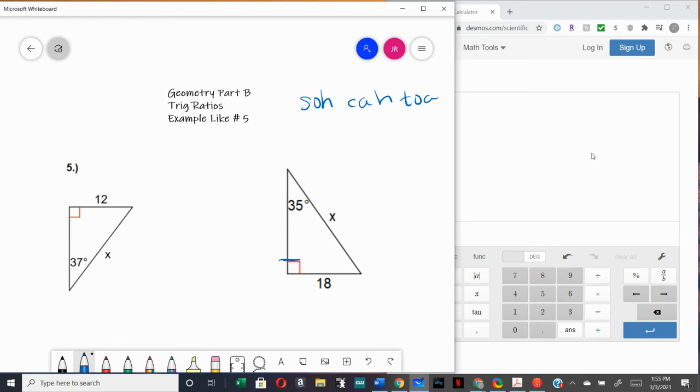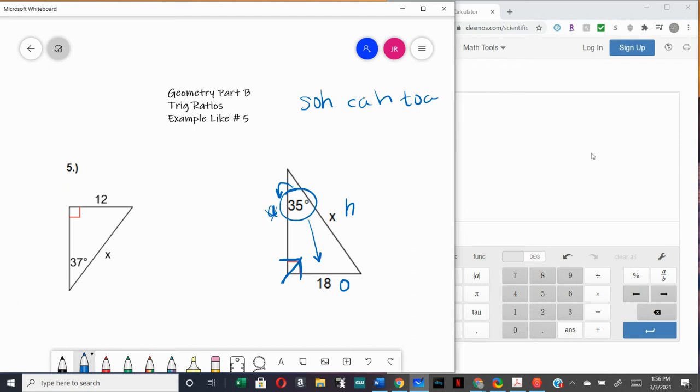So when I do this, I always identify the hypotenuse first. Remember that the right angle will point to the hypotenuse. The angle that I'm given is right here. So the side across from the angle is always the opposite side. The side right beside this is the adjacent side. So I don't know anything about the adjacent.